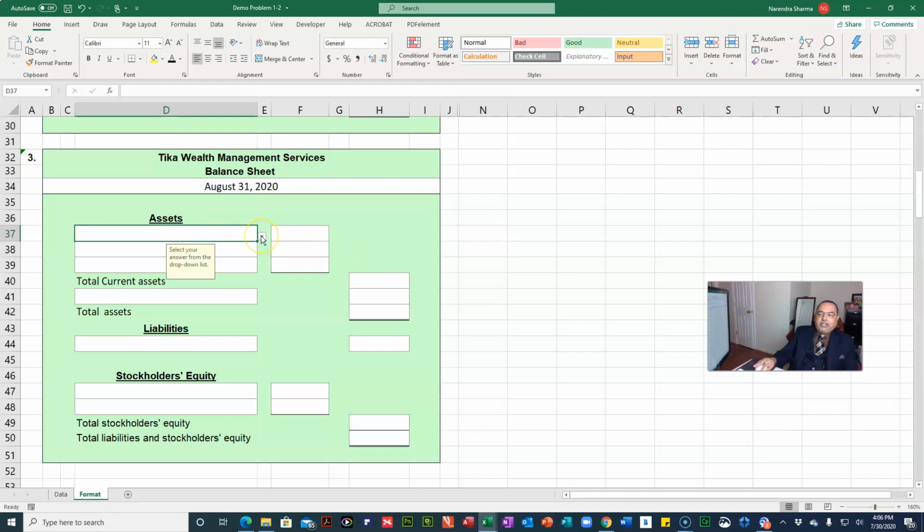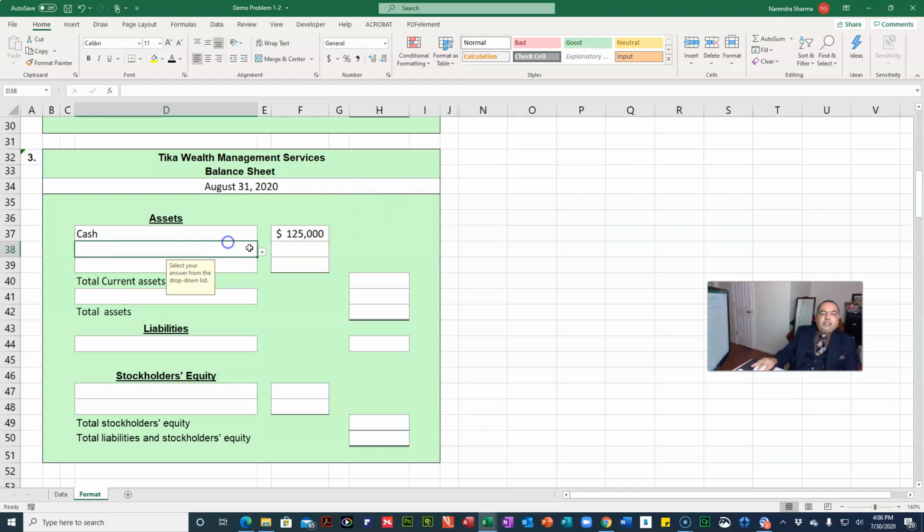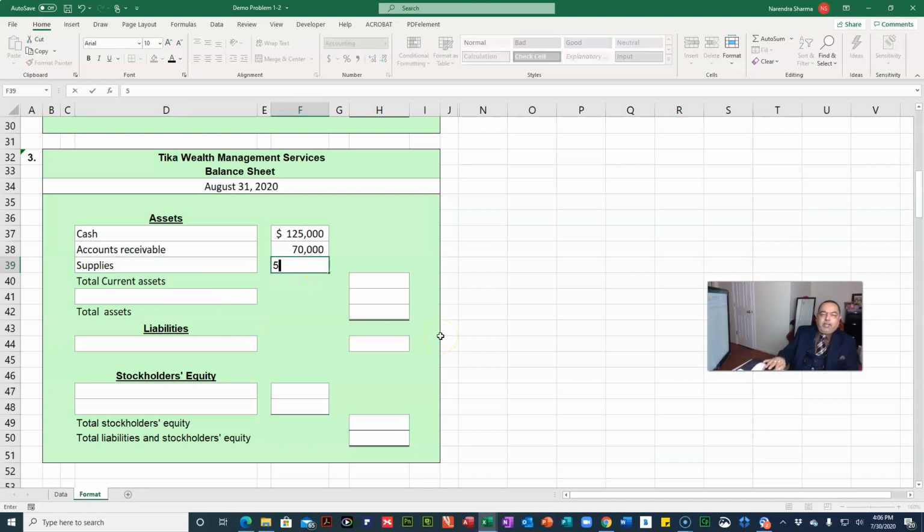Normally we start with cash, so that's what we are going to do. So cash, of course, is 125,000, I suppose. So we are going to do 125,000. And then next is going to be your accounts receivable. So you have accounts receivable, that is 70,000. And then we have supplies of how much? That's going to be 5,000. And then we add them up. So let's just add them up and get 200,000.